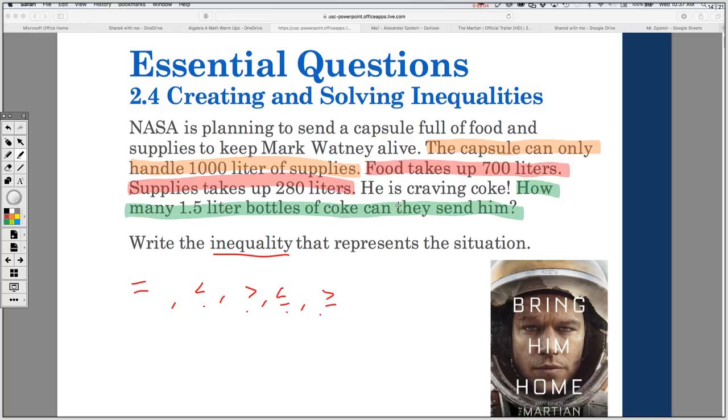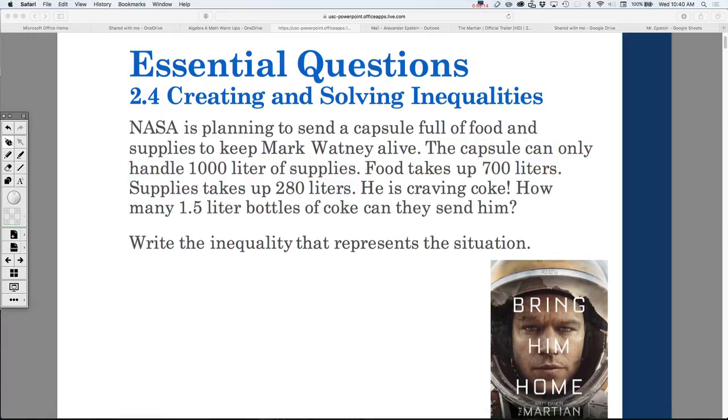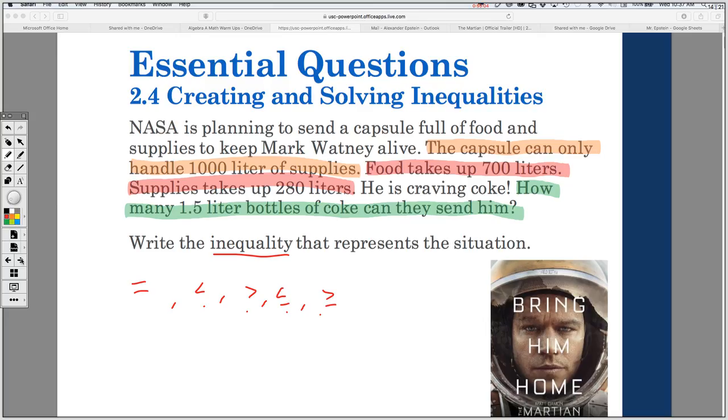Okay, so how many 1.5 liter bottles of Coke can they send him? All right, think of this as when you go to the store. When you go to the store, you have a receipt after you buy everything. What is your total on this problem? What would be your total? The food and the supplies. Okay, so food and supplies. So what's the maximum you can? Oh, 1,000. All right. Okay, so let's erase this part. And we're going to say 1,000 liters is what we want to say is our total.